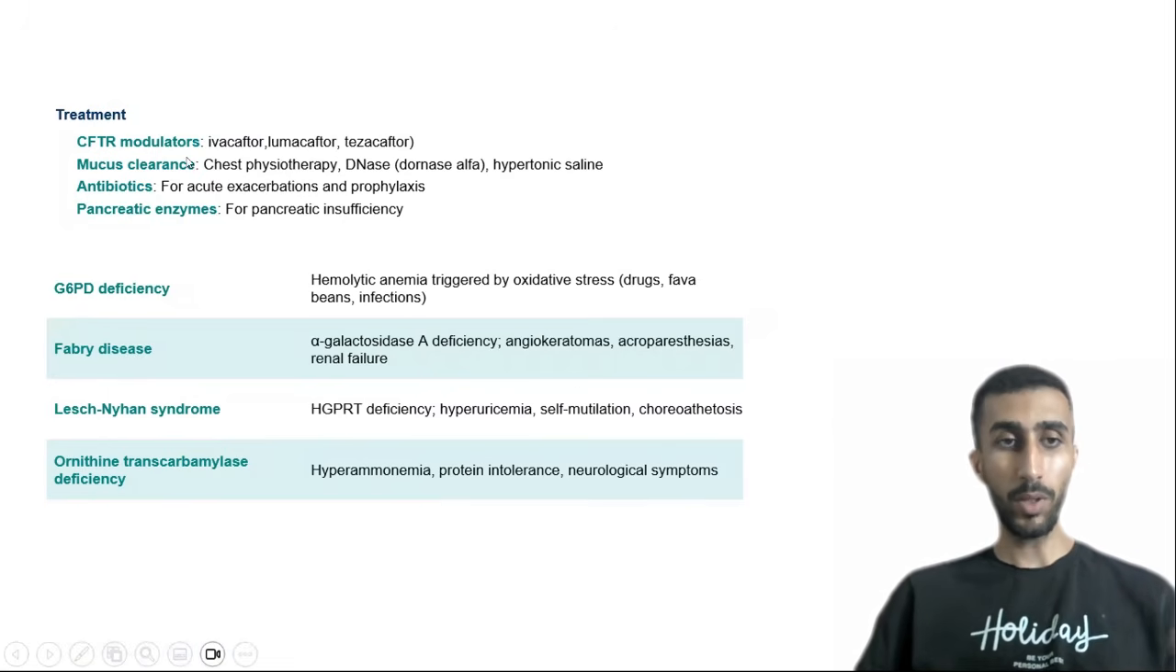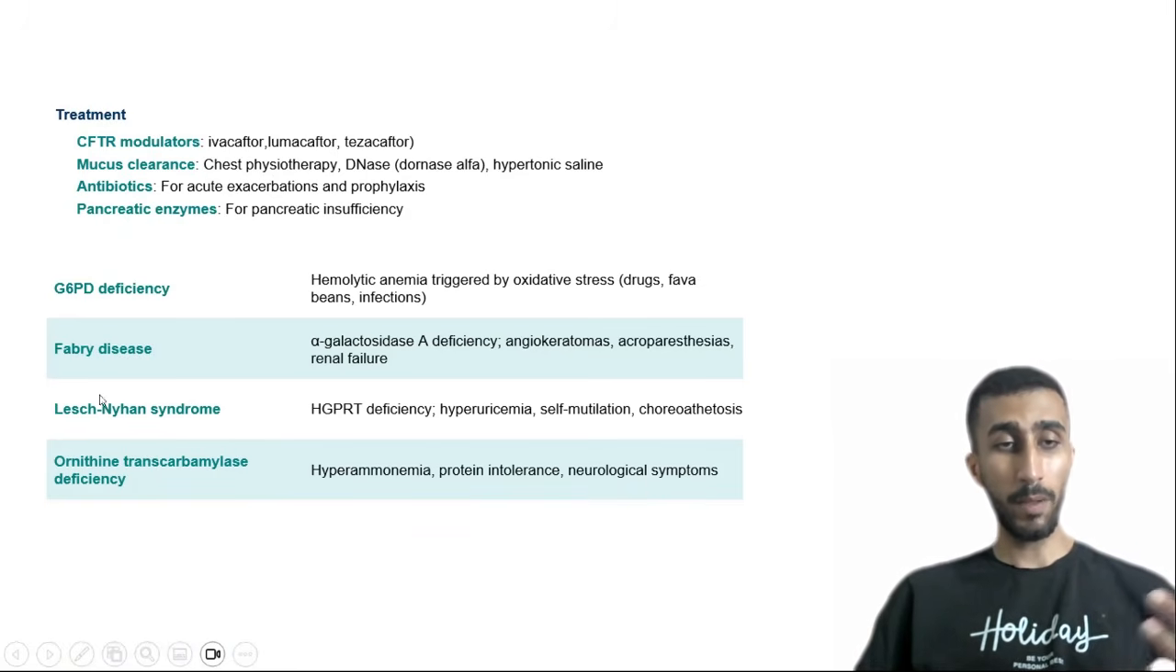Next, we're going to work on the mucus itself. There is sick mucus, so we may give inhalation of hypertonic saline. This hypertonic saline is going to draw water and make it less viscous. We may also give something that's going to break it down, DNase, dornase alpha. So: dornase alpha, hypertonic saline, and chest physiotherapy. We may need to give antibiotics for acute exacerbation and even as prophylaxis. And pancreatic enzymes are also needed because there's pancreatic insufficiency.